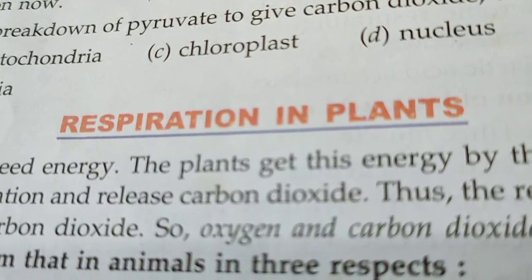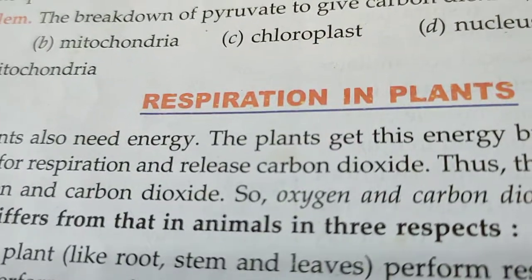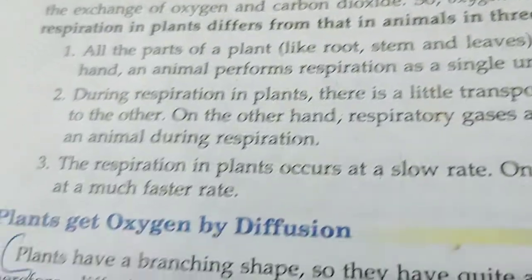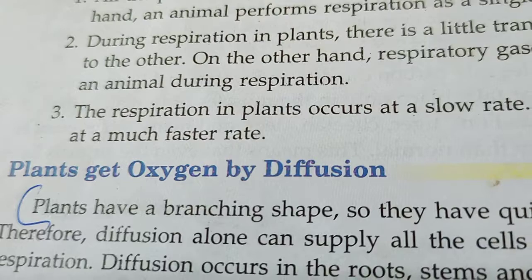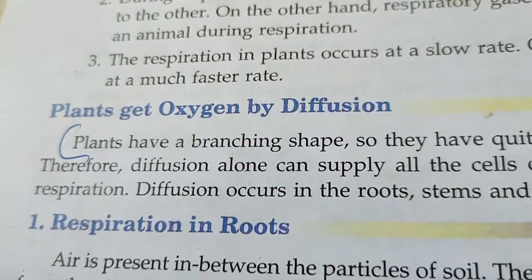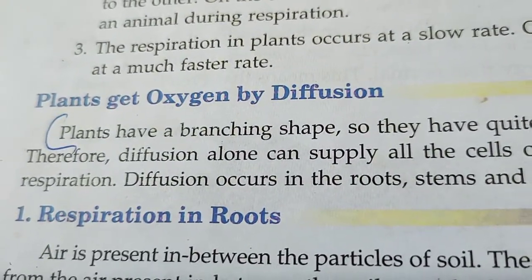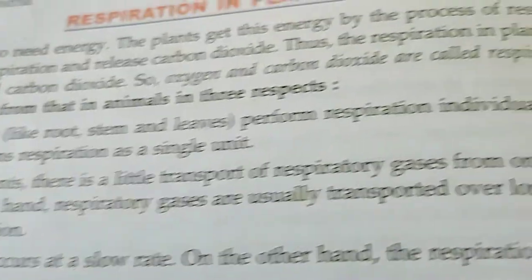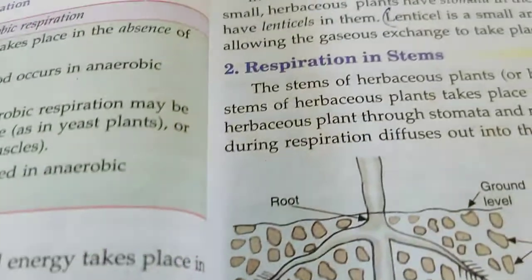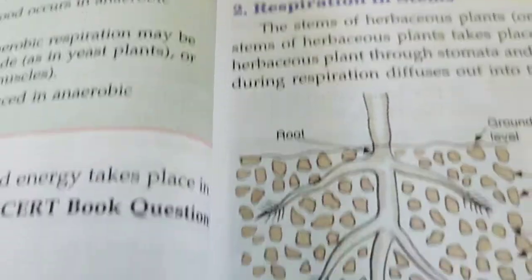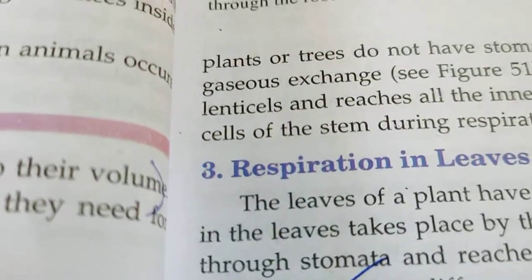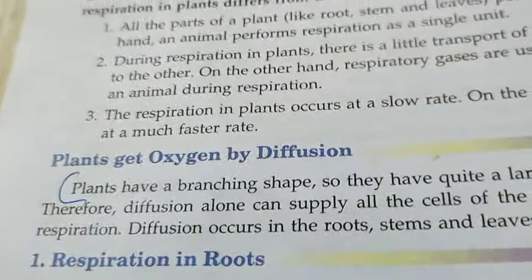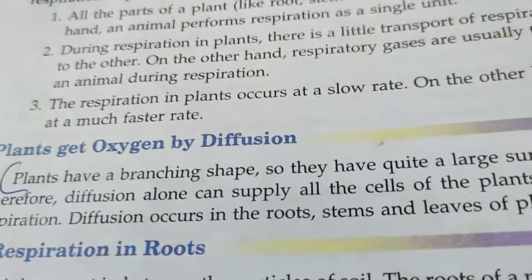Welcome to the next topic, respiration in plants. Under this topic, we will read about how plants get oxygen by diffusion, then how respiration occurs in case of roots, respiration in case of stems, and in leaves. First, let us see how plants get oxygen by diffusion process.